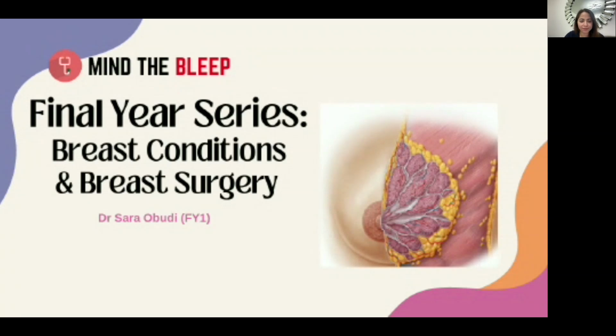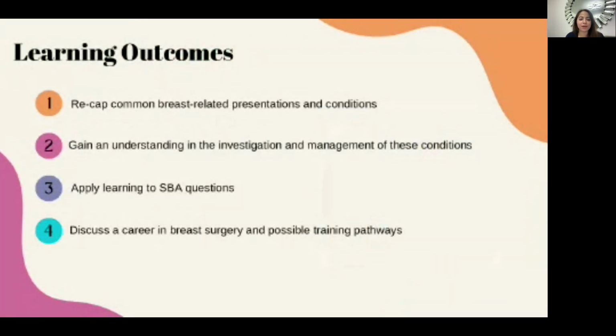So just to go over our learning outcomes for today, I'm going to go over some common breast-related presentations and conditions, and we can go over the management and investigations for these, especially tailored for your UKMLA exams and finals. And then we'll apply our learning with some SBA questions. And then I just wanted to highlight at the end, for anyone who's interested, how getting into a career in breast surgery works and possible training pathways.